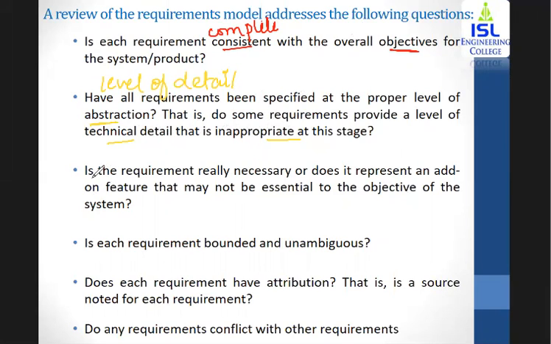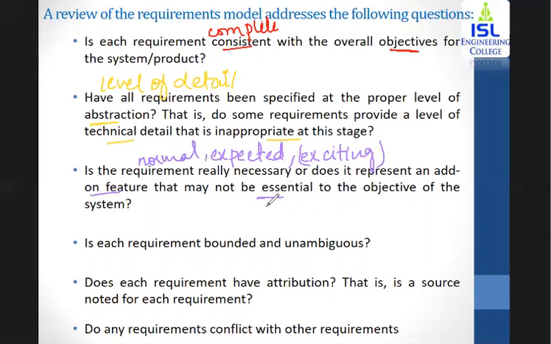The next step is, is the requirement really necessary, or does it represent an add-on feature? Within the requirements you study three types: normal, expected, and exciting. You're going to identify which category this requirement falls into, whether it is a normal requirement, an expected one, or an exciting requirement. If it is an extra, exciting requirement, it may not be essential. That is, it is not important whether you have this particular feature within the software or not. In the end, if there are any risks associated with it, you can eliminate that requirement.